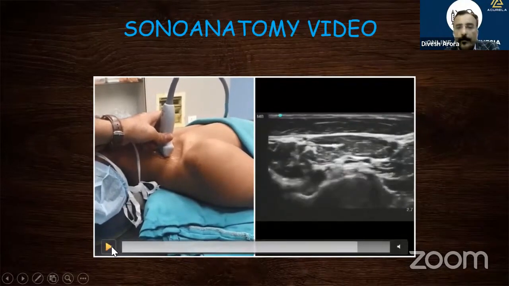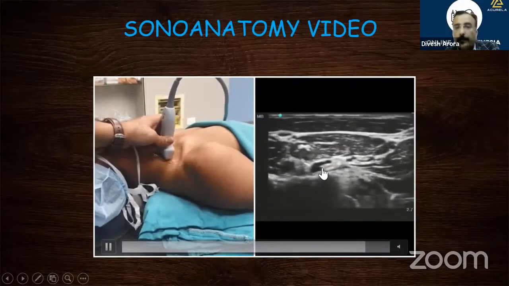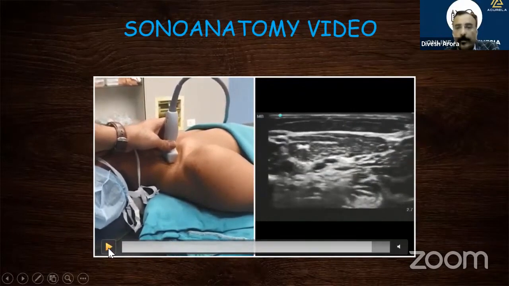C6, I'll stop the video. C6, you can identify for yourself, has a split in nature. So actually, it is bifid in appearance. Similarly, C7 also, I'll show, has a little bifid appearance. So I'll stop the video again. C6 bifid, C7 bifid, C5 is here.